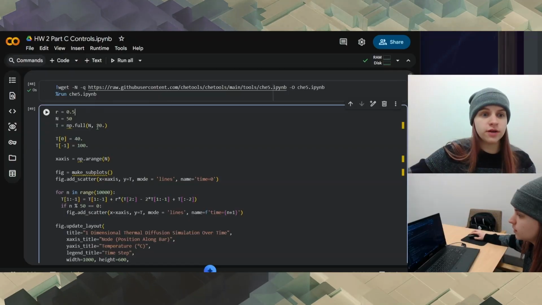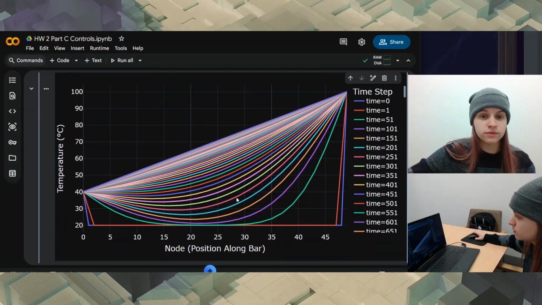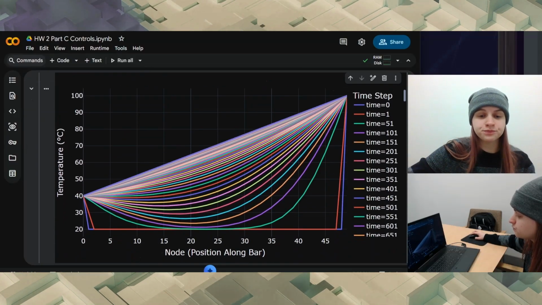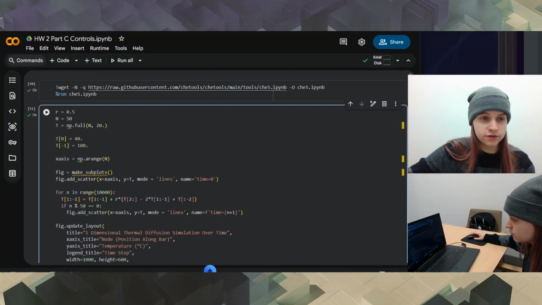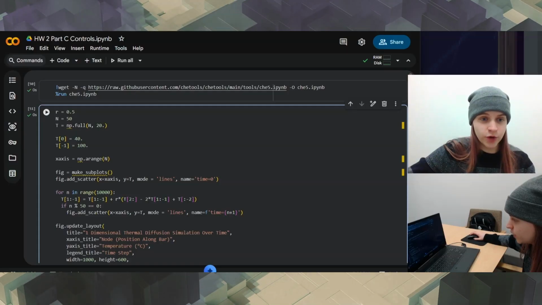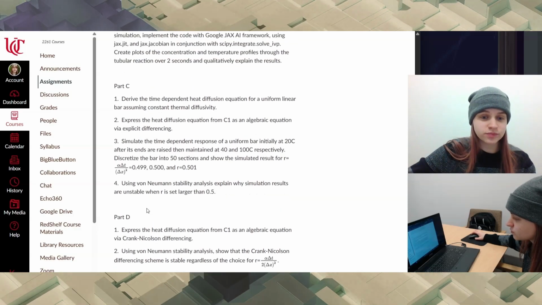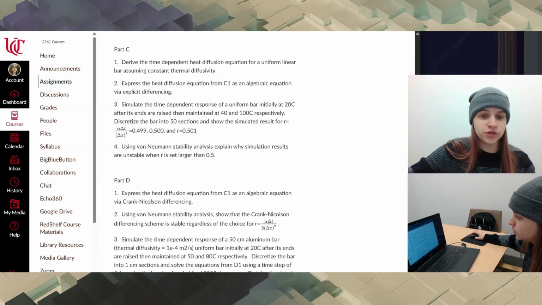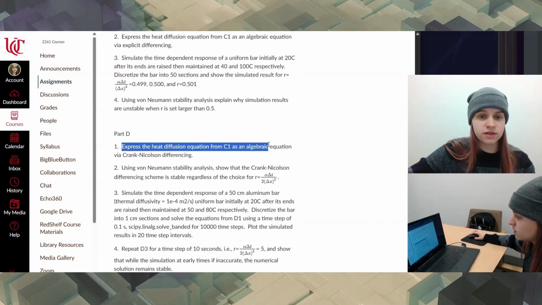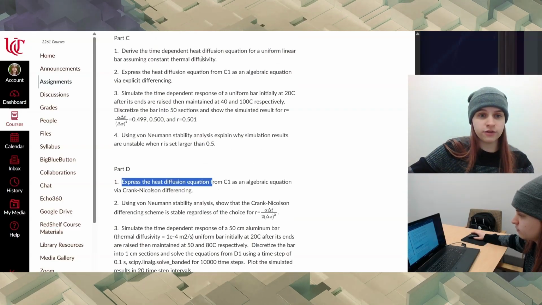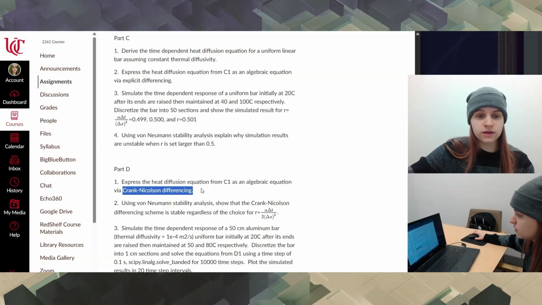The ideal number for this is 0.5. That's going to give us our best values. And I'm going to skip on my usual end screen because I don't think it's quite necessary right now. But basically, in our next part, what we're going to do is express this equation that we calculated in the first part of part C in this video, but using Crank-Nicolson differencing.